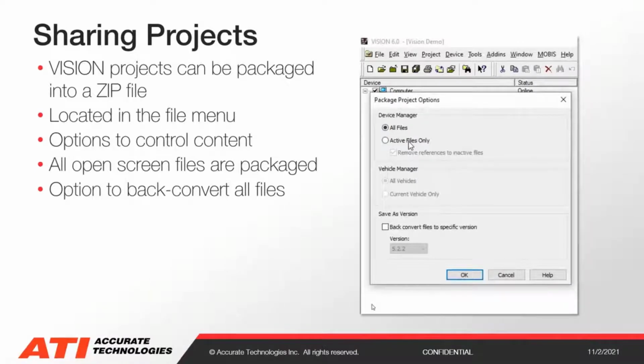Another feature we added, I believe in Vision 6, was the ability to back convert every file in that package project to a previous version. As you might know, not all Vision files are backwards compatible. They're always forwards compatible, but not always backwards compatible. And that usually comes down to a 1 or 2 digit release. So 6.1, there is no 6.1, but if there was, 6.1 to 6.0 would not be compatible. But 6.0.2 to 6.0.1 is compatible. Vision 7 to Vision 6 would not be compatible.